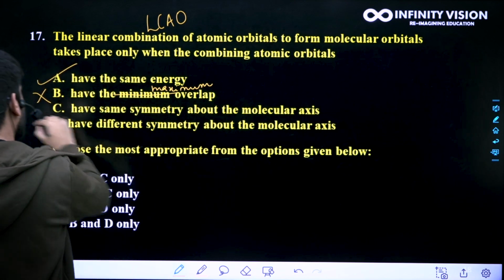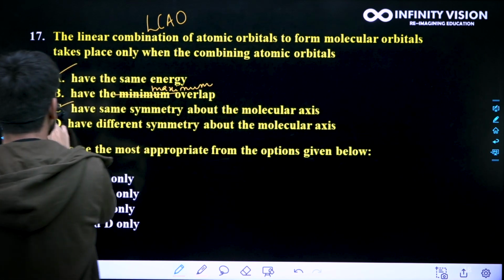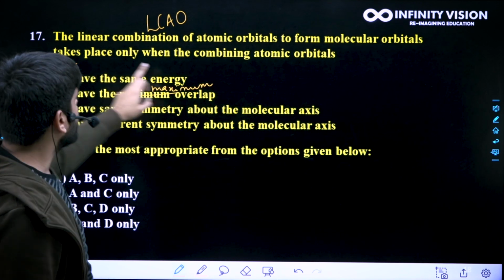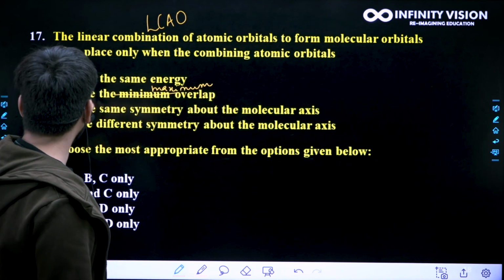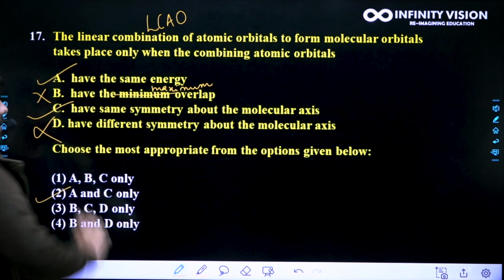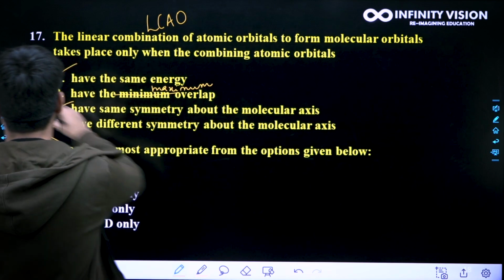They should have same symmetry? Yes. They should have different symmetries? No, they should not have different symmetries. So A and C are correct. Most appropriate are A and C. So second is the right answer. Okay, let us move to the next question.